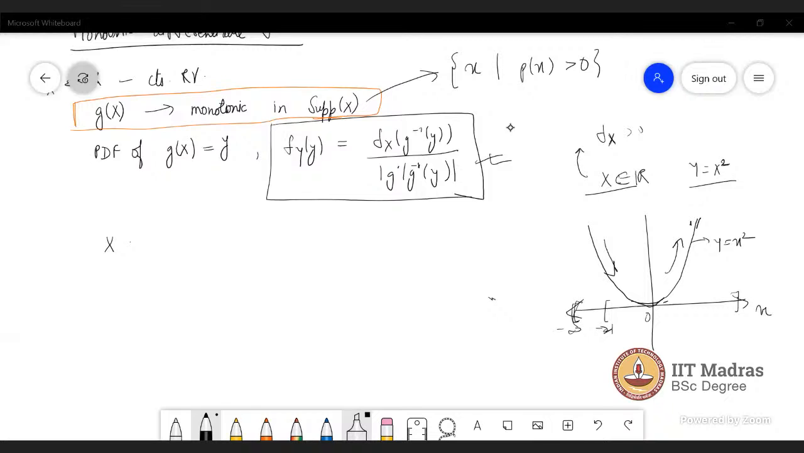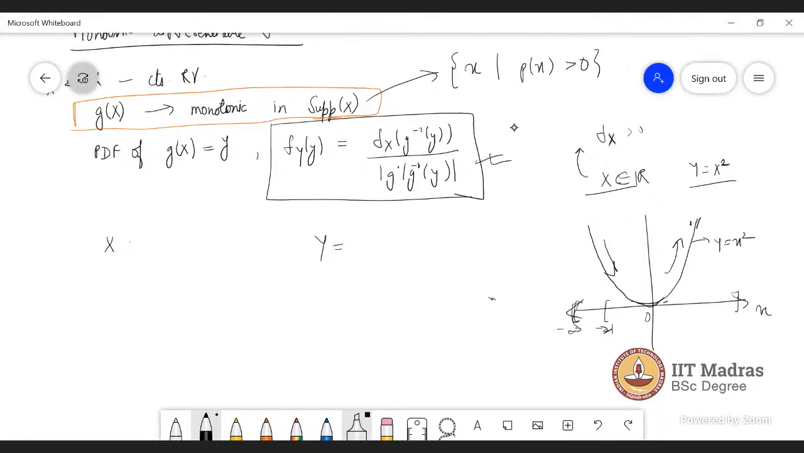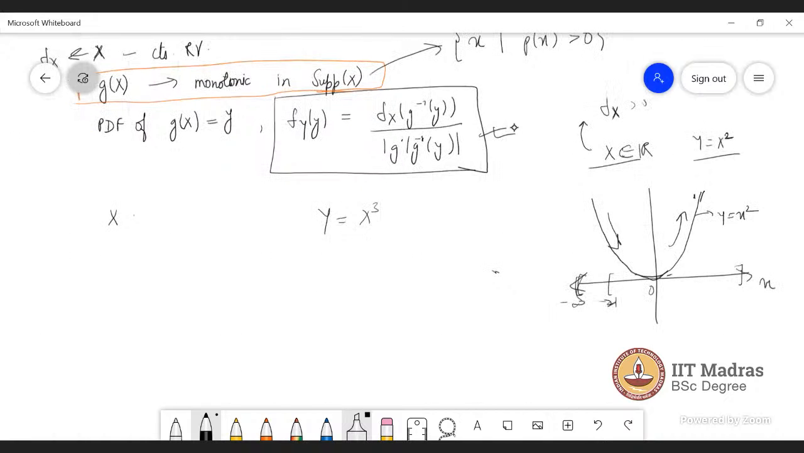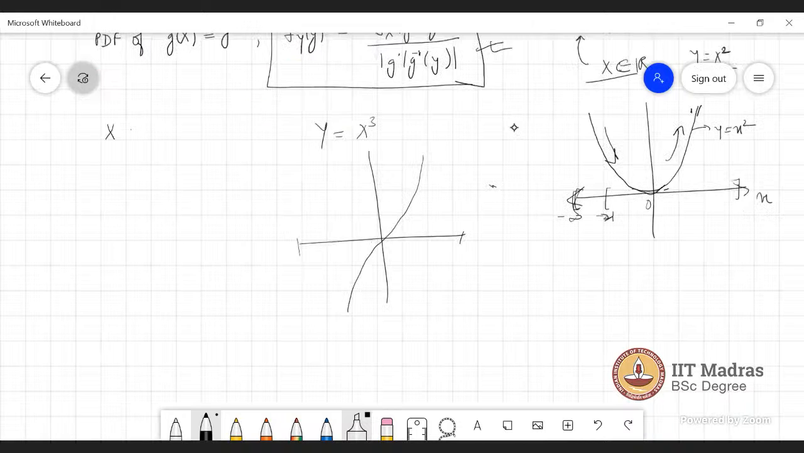So this is how you check. Now if y equals x cube, can you tell me if it is monotonic or not? Yes, it is monotonic, ma'am, because it is increasing over R. So this is how you check whether it is monotonic or not.